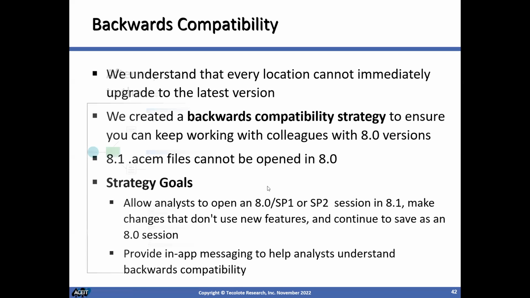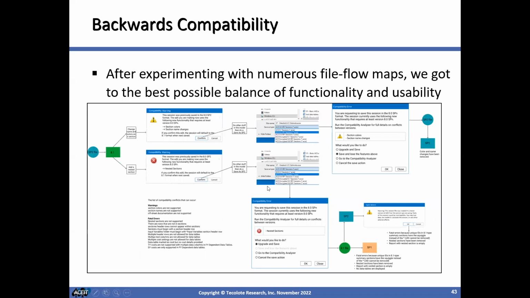So the way that this is going to work. I'm showing this mess as a way of explaining that this is a highly detailed issue. And what we did was we looked at quite a few different file flow maps. And I think we've gotten to something that is going to be quite helpful for the user base that we're going to build on going forward.